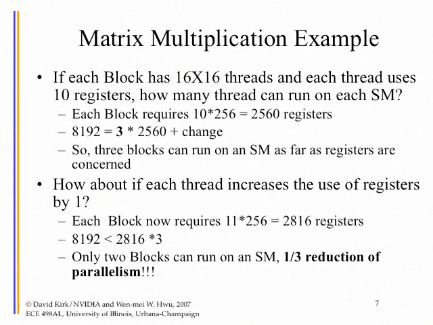So, for matrix multiplication here, let's say the block is 16 by 16. Remember we went through that at the end of the lecture last time, 16 by 16 is good as far as the threading hardware is concerned. So let's say we ended up doing 16 by 16 threads, and each thread uses 10 registers. Why do you use 10 registers?